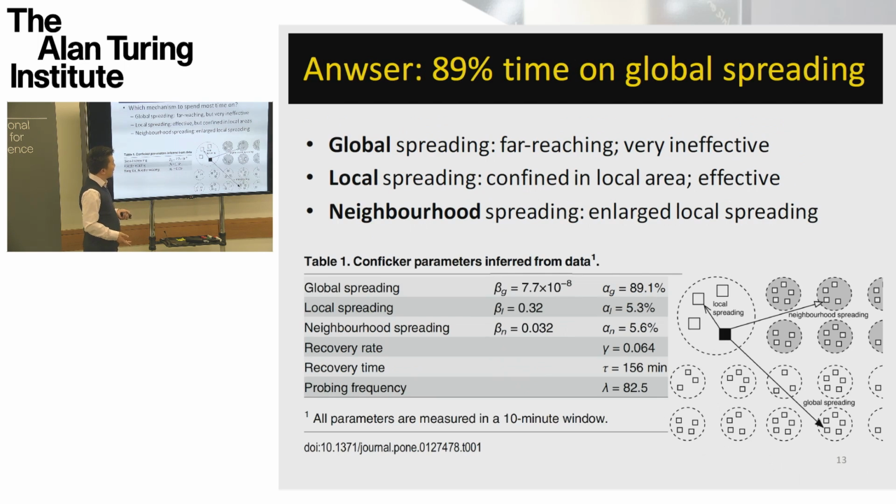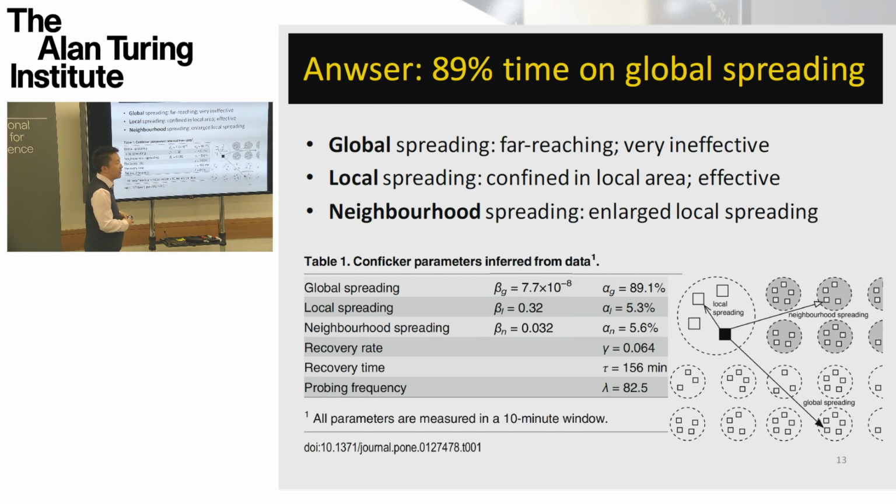The answer is that from real measurement data, we can find out that Conficker chose to bet on the global spreading. It basically spends 90% of the time on global spreading, 5% on local, 5% on neighborhood. Now let's think about whether this is the best strategy. We also know other parameters, like the recovery rate. For every 10 minute time window, the chance for a node to be recovered is 6%.